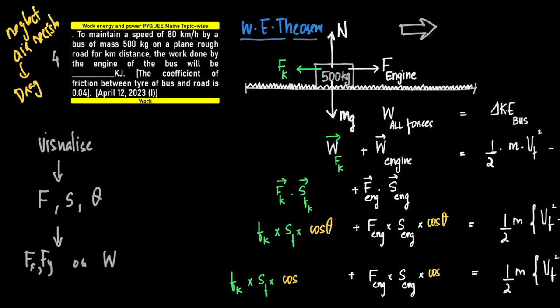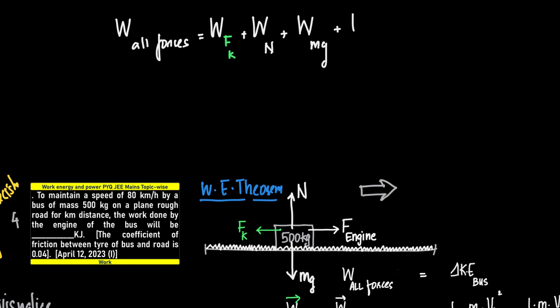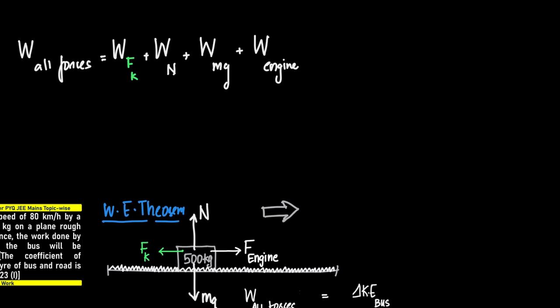So okay, maybe let's explain this one time to you. So work done by all forces is equal to change in kinetic energy of the bus, right? So what I'll do is I'll just find out the work done by all forces. So what is work done by all forces? It is work done by the first force. Let us go from this. F kinetic, 1, 2, 3, 4. Okay, so we have work done by the kinetic friction, right, plus work done by the normal reaction, plus work done by weight, plus work done by the engine. Okay, and now we'll find out the direction and force in every case.